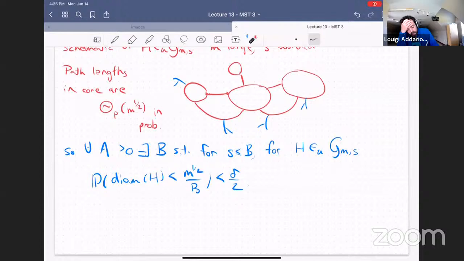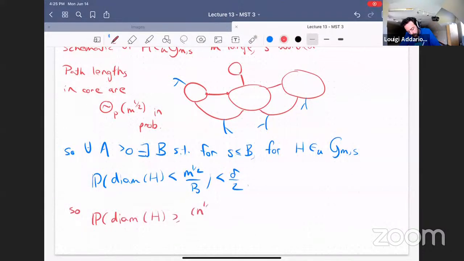Okay, then with high probability, the diameter is at least of order square root of the size. Combining those bounds gives that the diameter is at least n to the 2/3 over A, which happens with high probability from the first bound, and then m to the 1/2 over b, which happens with high probability from the second bound, with probability at least 1 minus delta. And so that's what we were aiming for.